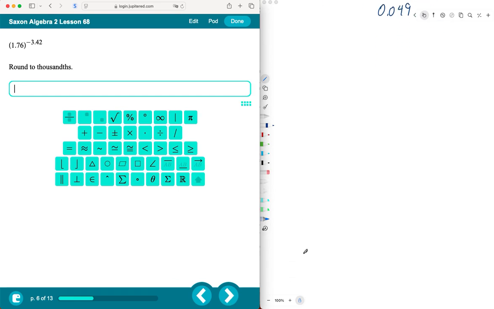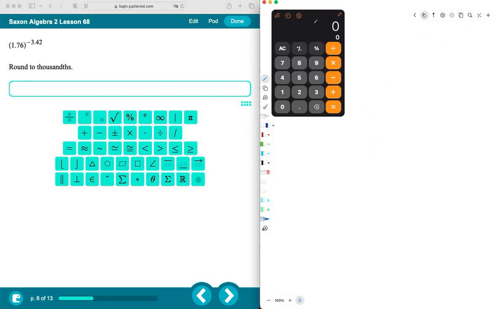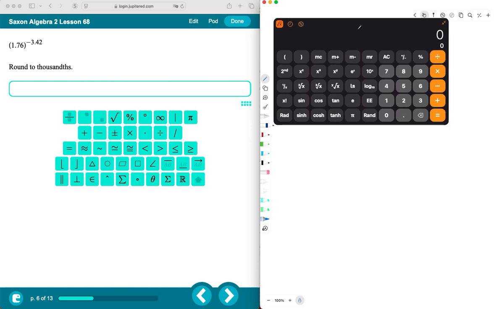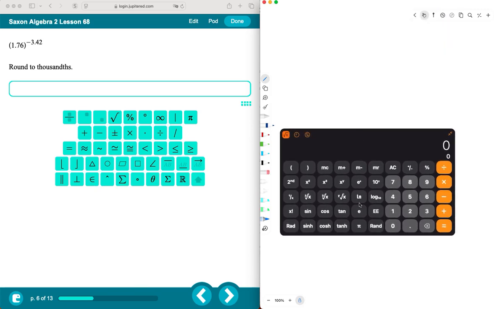Same thing. You really just need to use your calculator. So I am going to pull it up, get it over here where I can see all my functions. So we've got 1.76. That is our base. The x is the first one you type in. Now we're going to type in our exponent, negative 3.42.